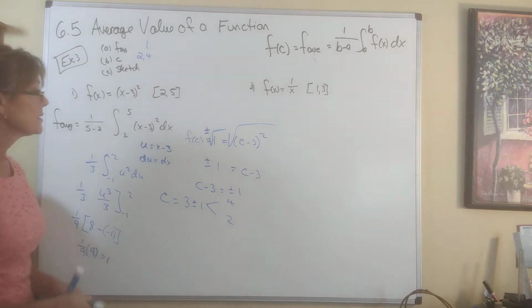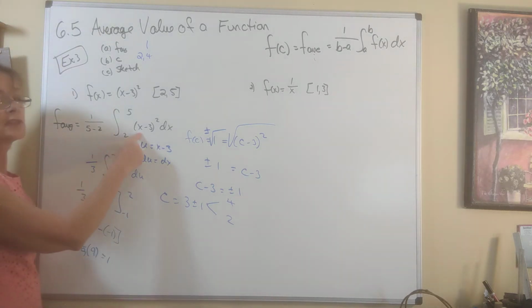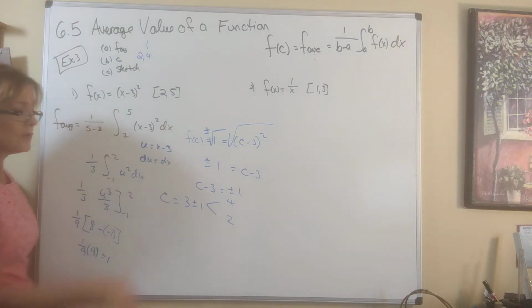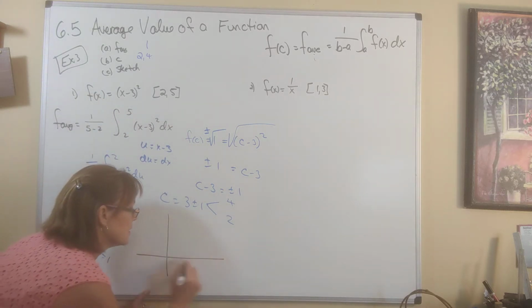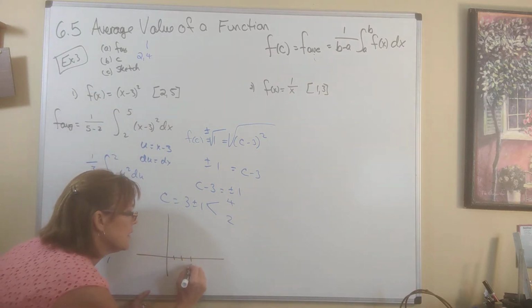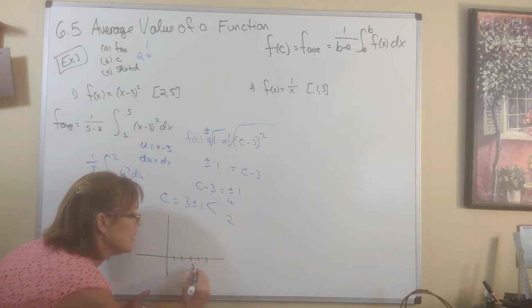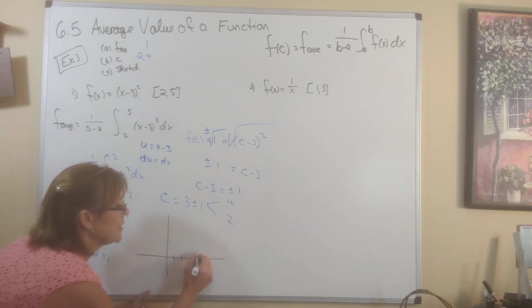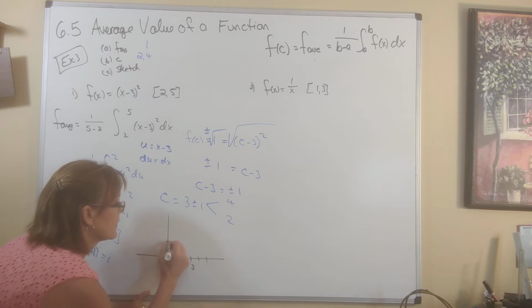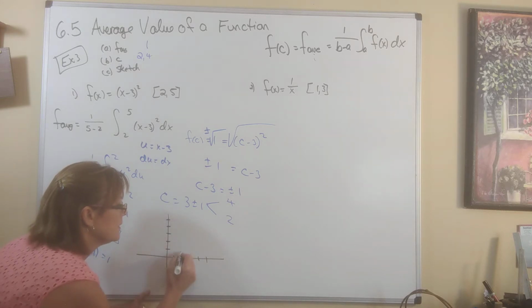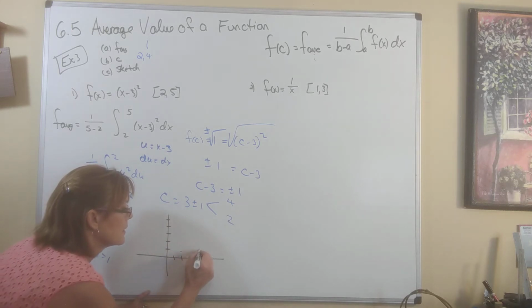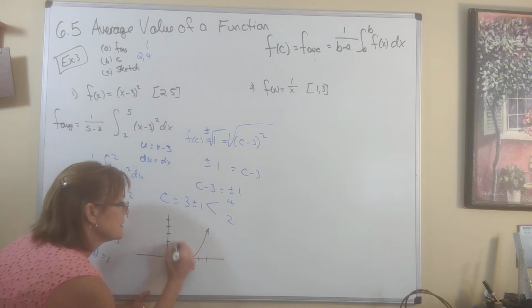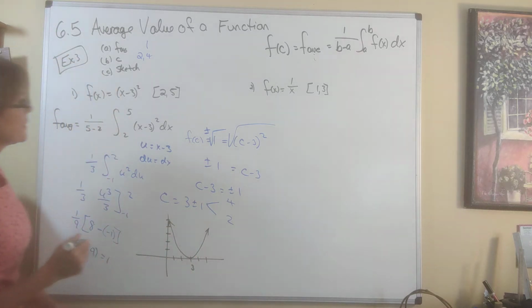This is not hard to sketch. This is a parabola that's being shifted to the right 3 units. So let's look at this guy. This is 1, 2, 3, 4, 5. Okay, so we've got this parabola here. Oh no, that's too high. Here, here. Something like this. This is a sketch, right? Okay, so this is my parabola.